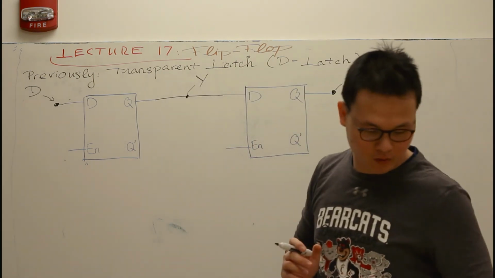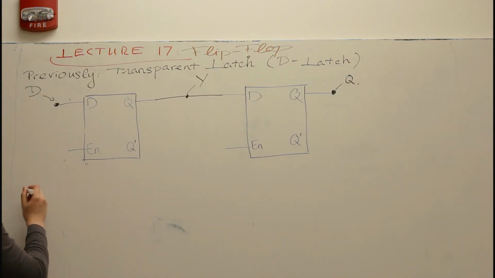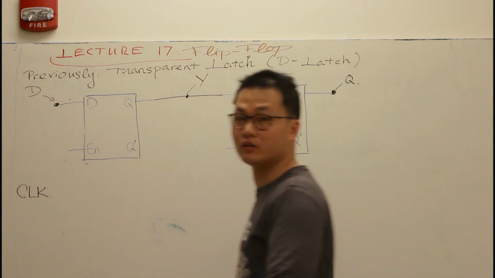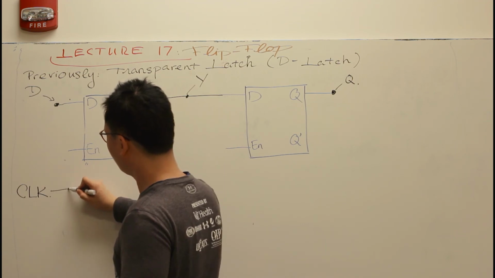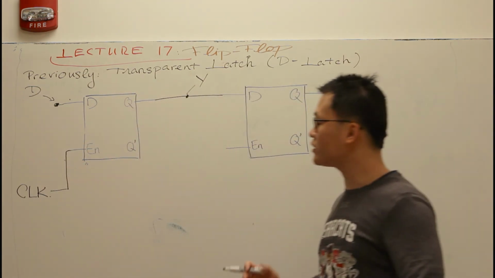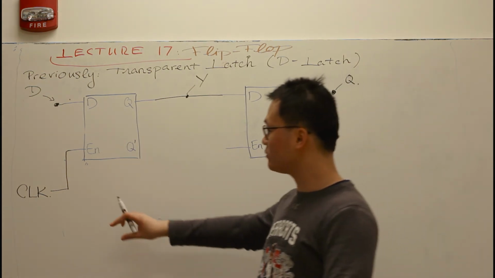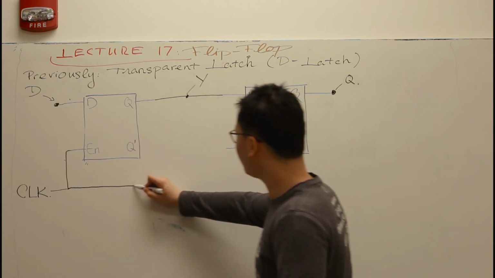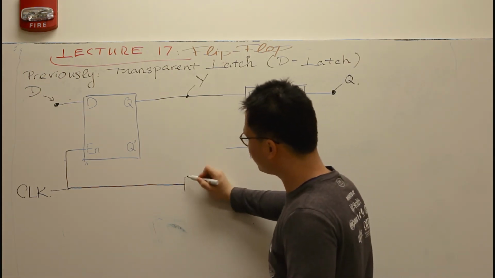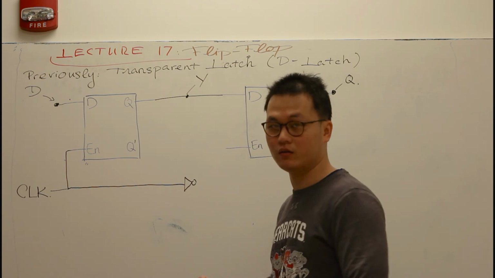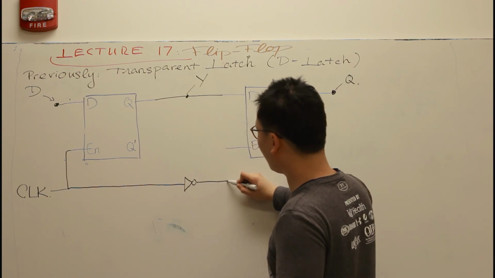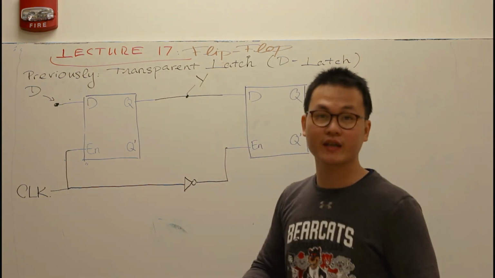And for the enable pin, I'm going to give it a variable called clock. The shorthand for clock is CLK. I hope you guys can see that on the screen. For the first latch, I'm just going to feed the clock into the latch. For the second latch, I'm going to invert the clock. I'm going to put an inverter right here, a NOT gate inverter, those are two terms for it. I'm going to invert the signal of the clock and feed that into the second latch.